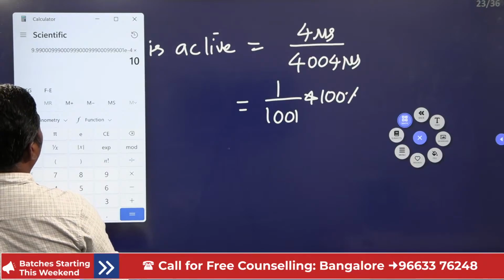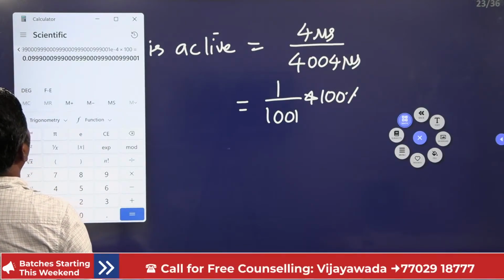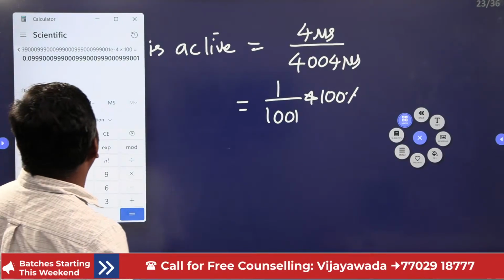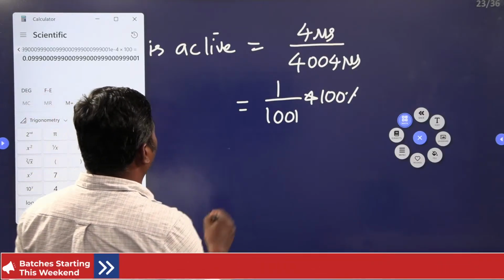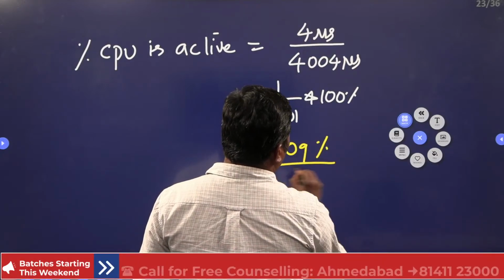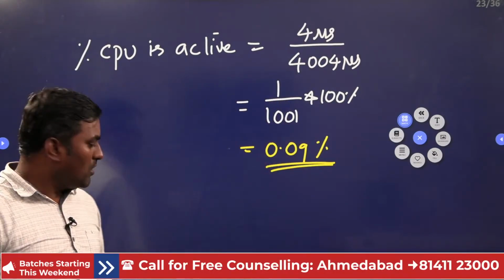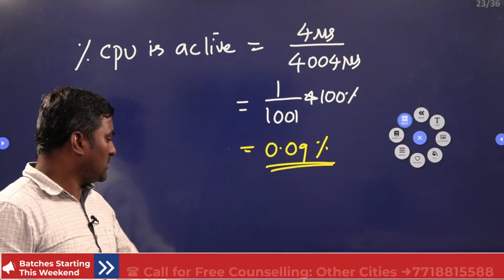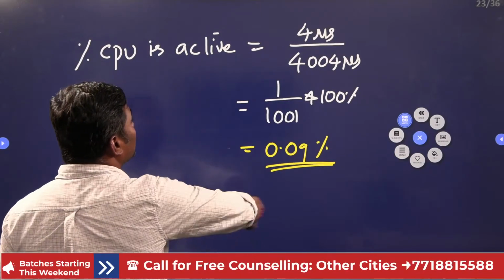Into 100, 0 point, yes. So 0.09, this is 0.09 percentage is active. Remaining time is blocked only. So remaining time is blocked or not? Yes. So what is the difference in this question?